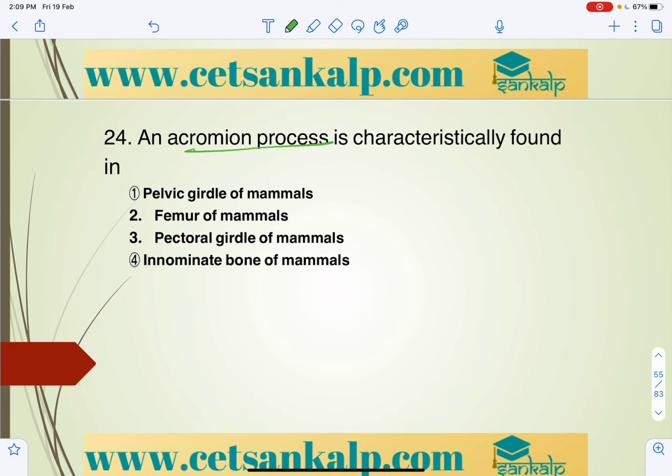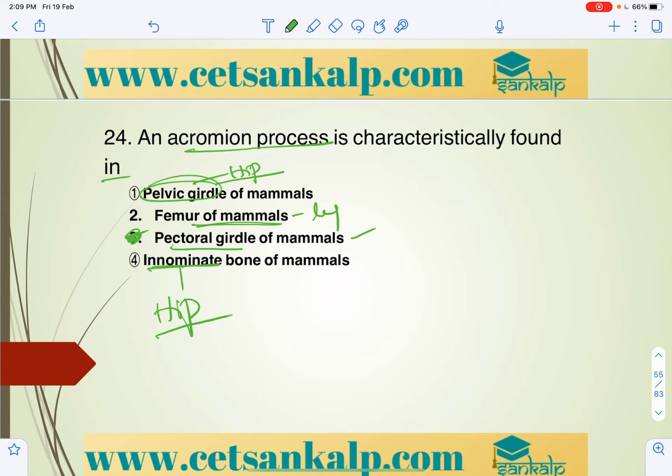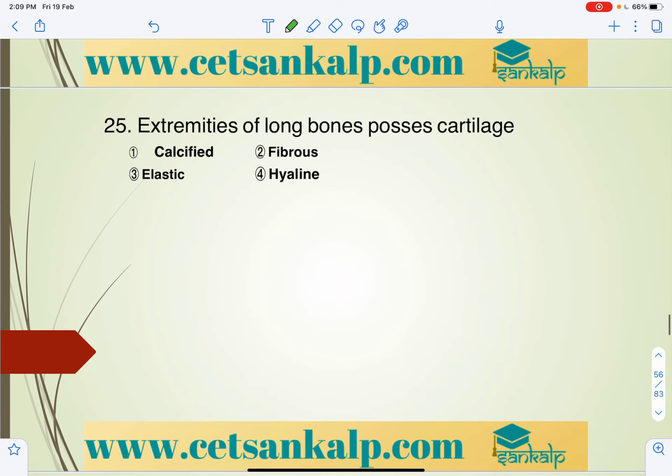Acromion process is characteristically found in pelvic girdle of the mammal. No, pelvic girdle means that is hip bone. Femur of the mammal, no, that is actually in the leg region. Pectoral girdle of the mammal. So innominate bone, which is also called hip bone. So answer is pectoral girdle.